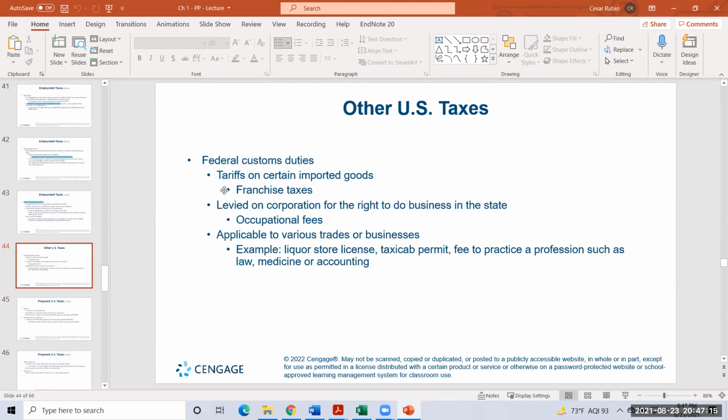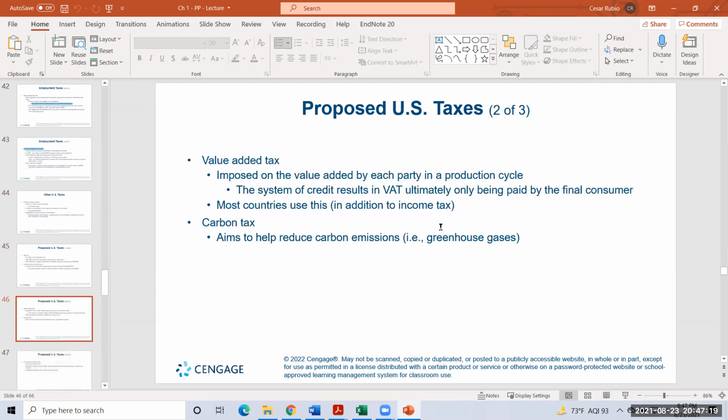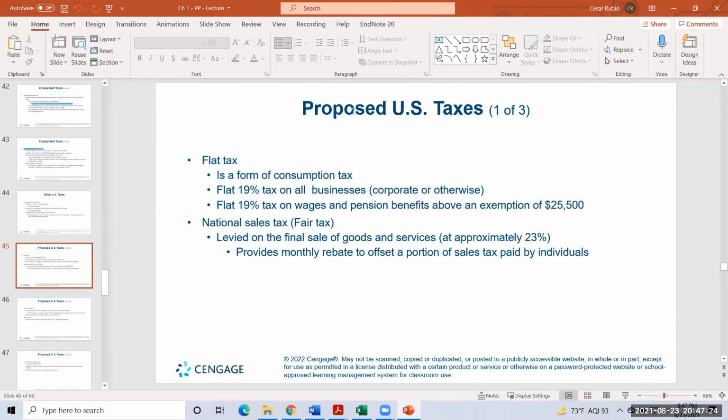Other US taxes, right? Tariffs, levy. Here are the proposed US taxes. Again, they're not just proposed. I'm sure you have heard of flat tax, because right now it is proportionate, right? So it is, the more income you make, the bigger the tax rate is.